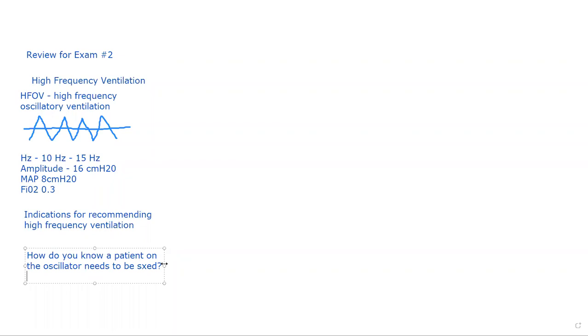So needing to be suctioned, you'll notice that the mean airway pressure is fluctuating, and your chest wiggle may diminish.